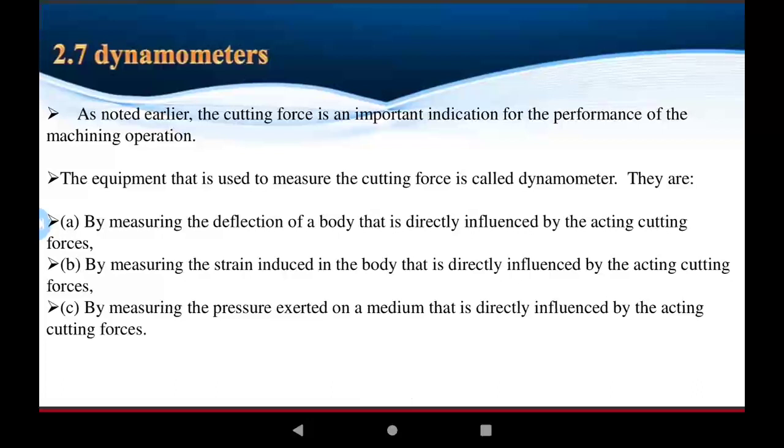The dynamometer. Measurement of the cutting force is an important indication of the performance of the machining operation. The equipment used to measure the cutting force is called the dynamometer. They measure the value of the deflection of a body directly influenced by the cutting forces, by measuring the strain induced in the body, or by measuring the pressure exerted on a medium that is directly influenced by the cutting forces in the system.